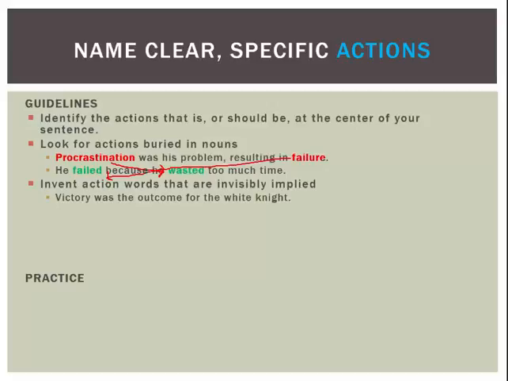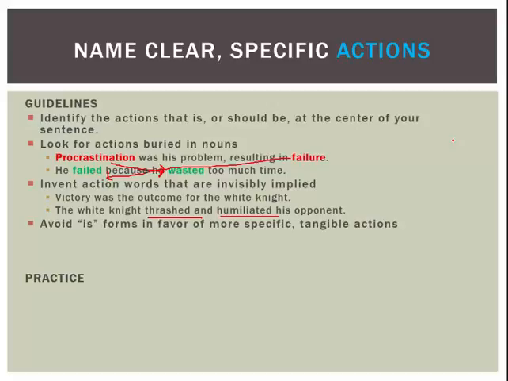So here's a sort of backward sentence. Victory was the outcome for the White Knight. Perfectly correct, but not very good, right? The White Knight thrashed and humiliated his opponent. Awesome, specific actions right there in those key highlighted verb slots, making the sentence much more direct, much more vivid. This is a better sentence, right?